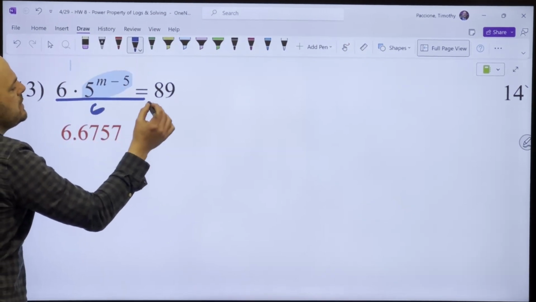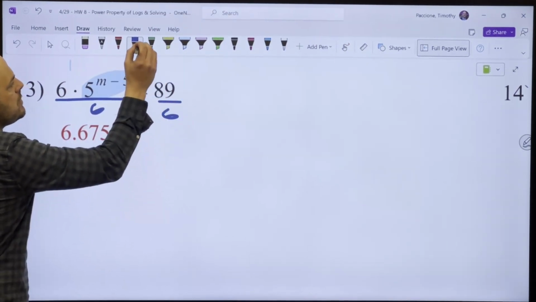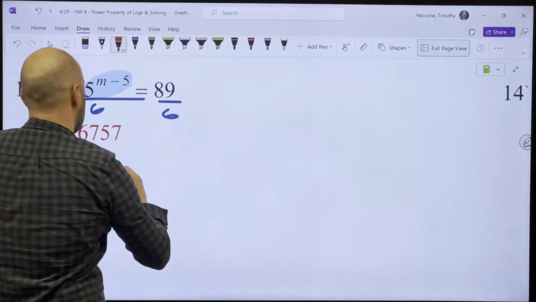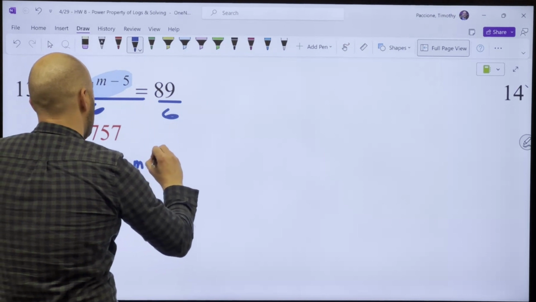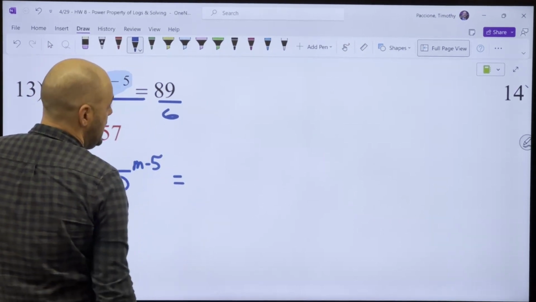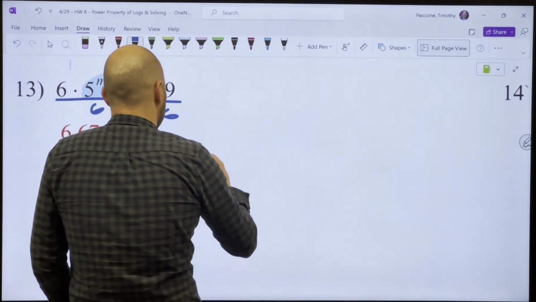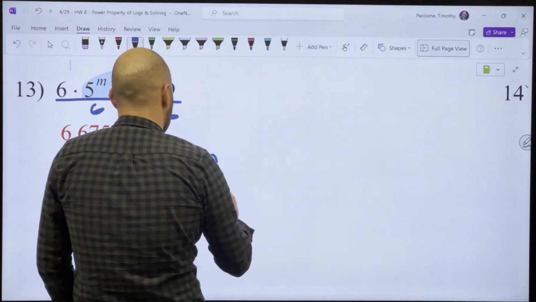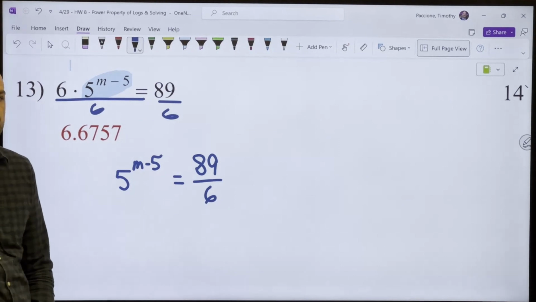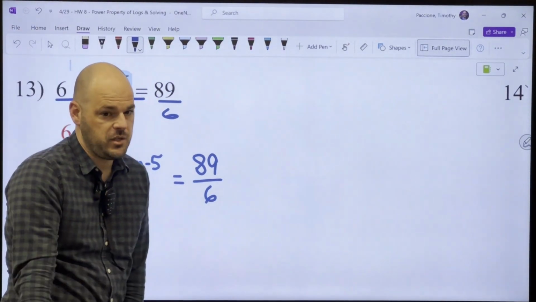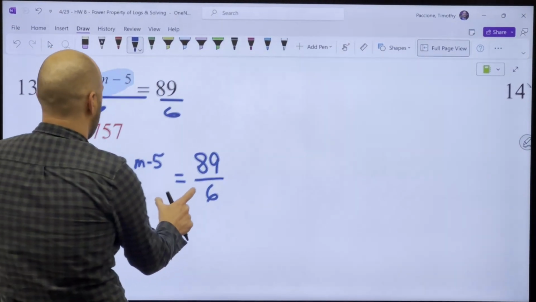Divide by 6. So I end up with 5 to the m minus 5 equals, and what is 89 divided by 6? 89.6. Now, you're not wrong, but in order to put a decimal, what do you have to do? Round. And if you round in the middle of a problem, it will give you a different answer at the end. Right? We talked about that yesterday, I think.